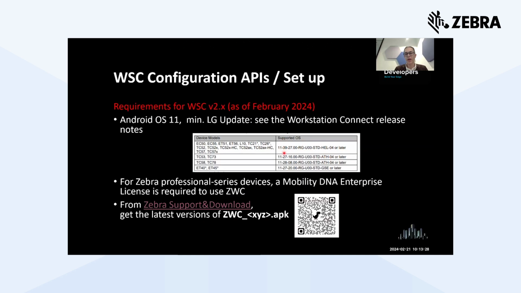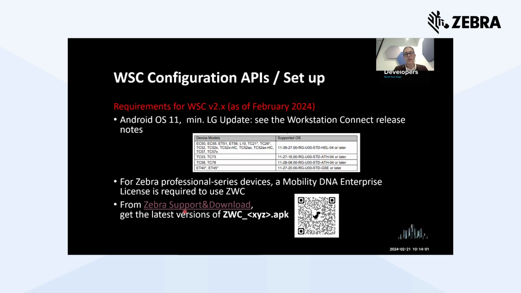These numbers in the column supported OS are the BSP number that you can look up and download on our support website. You can also see that in the device models column, some model numbers have stars, for instance, the TC20 series and also the ET40 tablet series. These are professional series devices, and they require an additional Mobility DNA Enterprise license to run Workstation Connect.